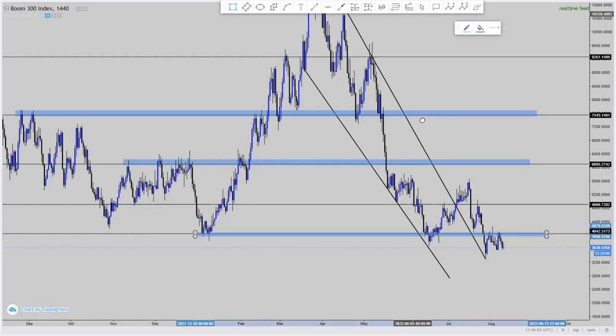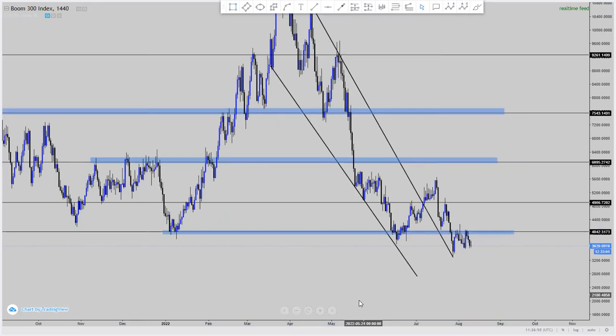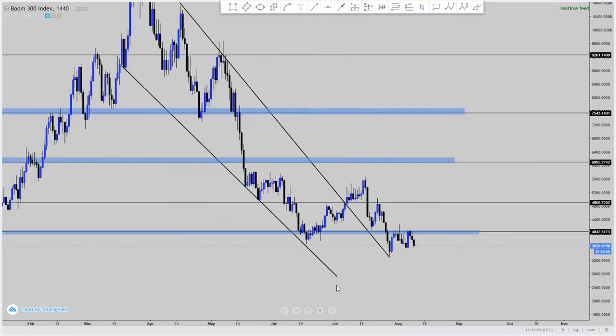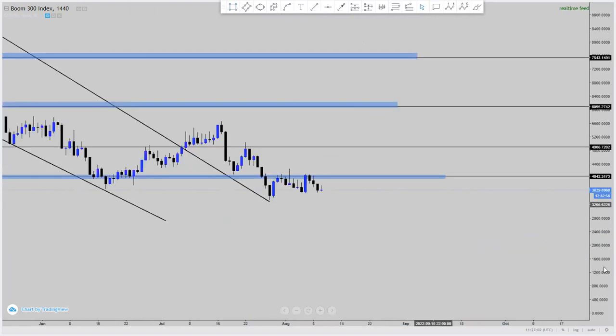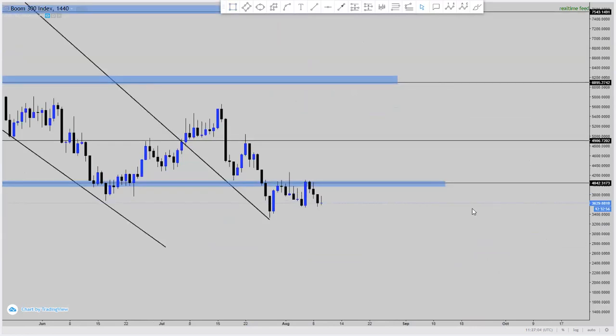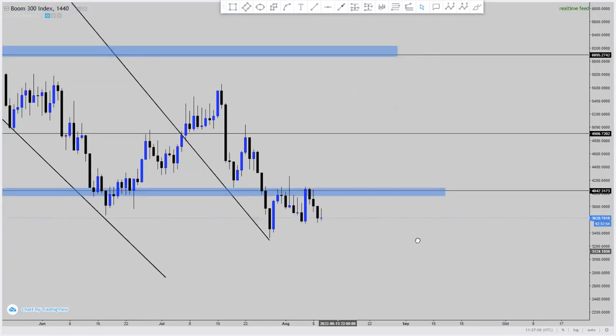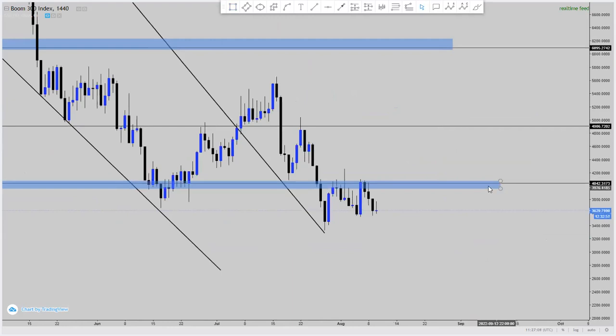and maybe reverse. Currently, price is coming from a very major resistance on the daily. This is the daily time frame. That's a major resistance that we are seeing there. Price came to the resistance and failed to break.